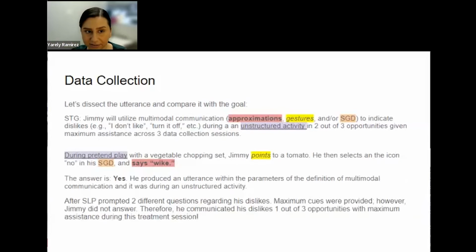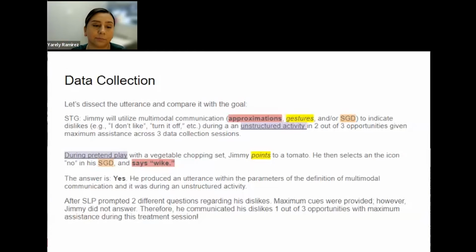Well, let's dissect it. The short-term goal stated that he can use approximations, gestures, or a speech generating device. And I highlighted which one was which. So the gesture was pointing to the tomato. An approximation was "wike." He tried to say "like." And then for the speech generating device, he selected the icon no. And it was during an unstructured activity. So to answer that, yes, he produced technically a 3-word utterance because he pointed to the tomato, he said no, and "wike." So he doesn't like tomatoes.